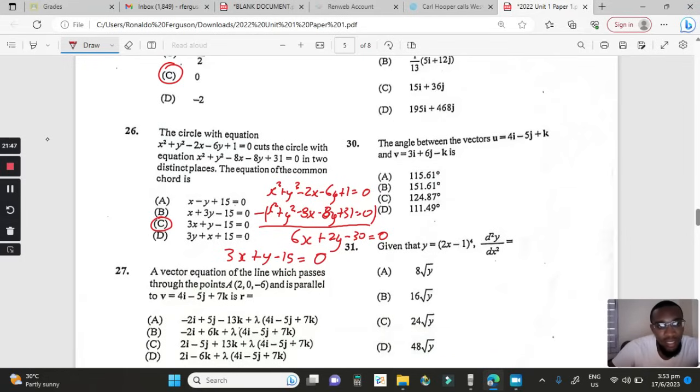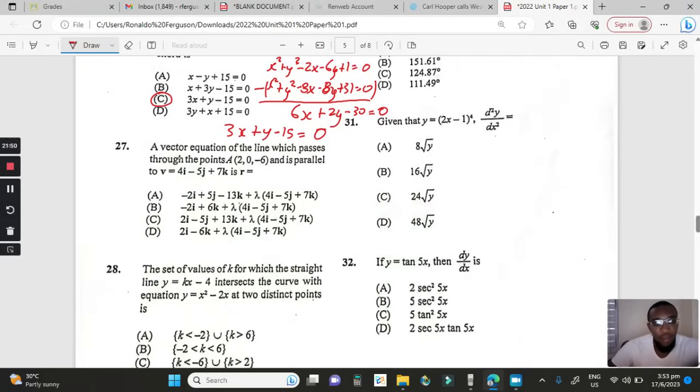Make sure I circle the right one. Yes, that's C. Number 27, the vector equation of a line. Remember, r equals a plus tb, where a is the known point. The known point is 2i plus 0j minus 6k. So we're looking for that: 2i plus 0j minus 6k. Here it is, option B. The point is positive 2i, so don't circle the wrong one. 2i and minus 6k. Here it is. Ooh, almost made a mistake there.